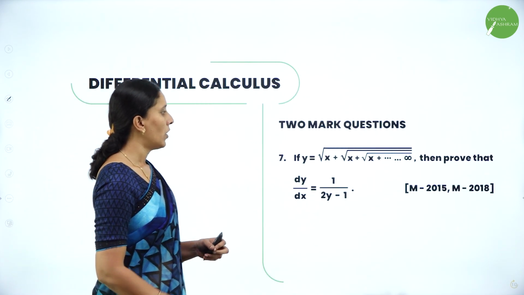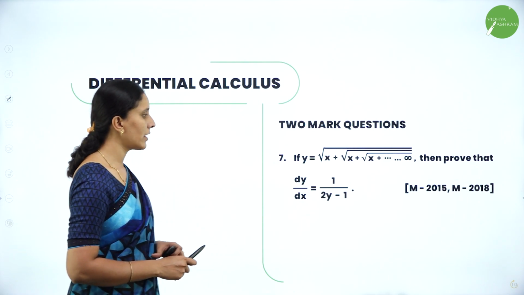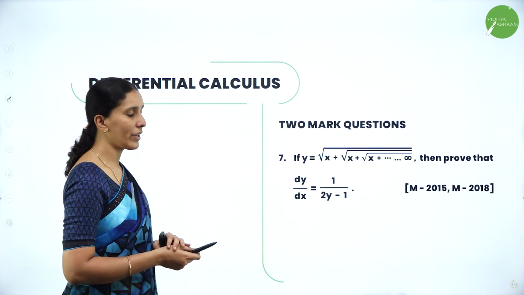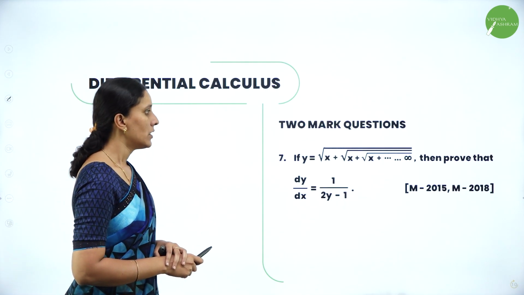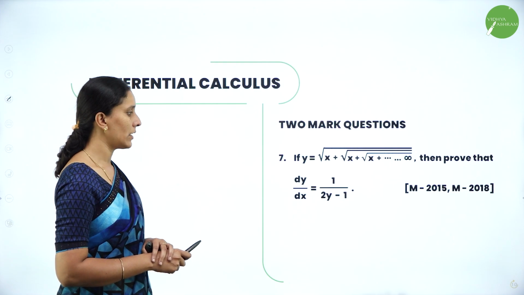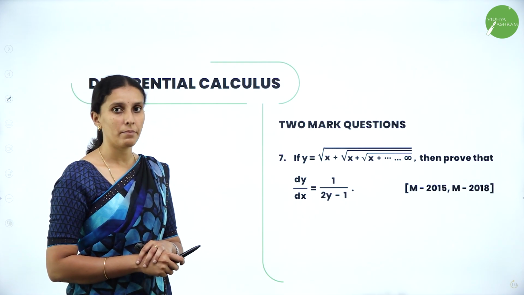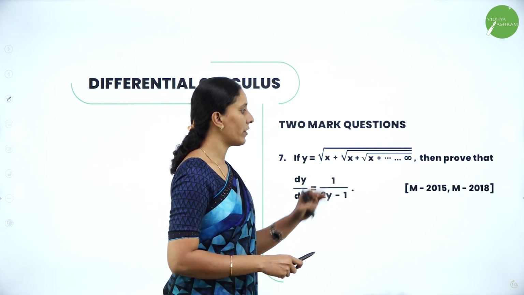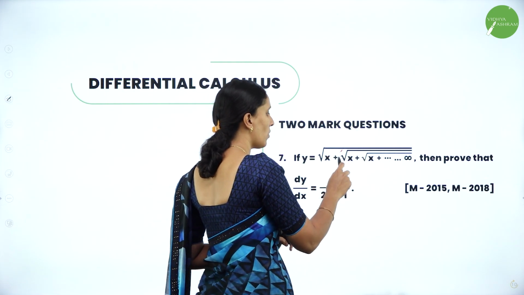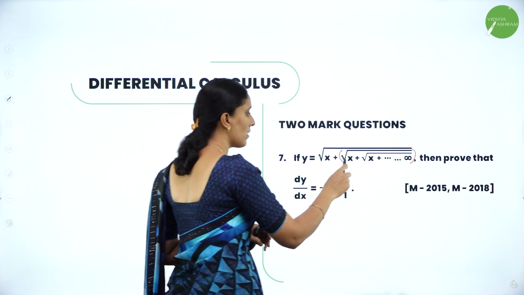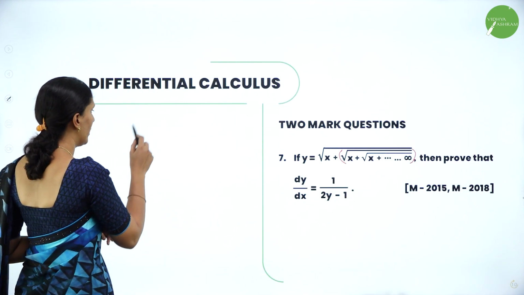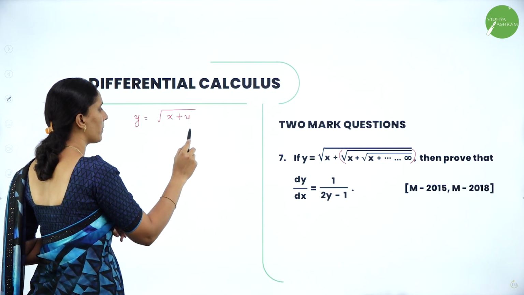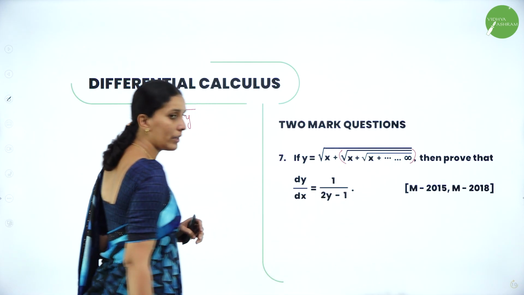Next, 2 marks question. We have y is equal to square root of x plus square root of x plus square root of x until infinite terms. Then prove that dy by dx is equal to 1 divided by 2y minus 1. So we know that y is square root of x plus square root of x plus until infinity. So I'll replace the whole sum of this with y. That I'll write y is equal to square root of x plus y, because this is what y means.